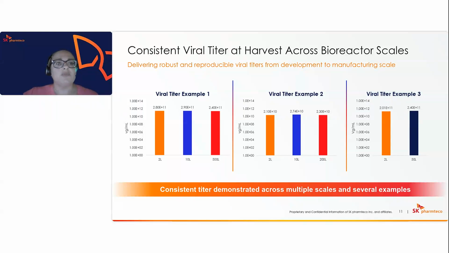And overall, these examples show that the platform is capable of maintaining strong adenoviral vector productivity across a broad range of bioreactor scales, which supports a seamless path from process development to manufacturing scale.